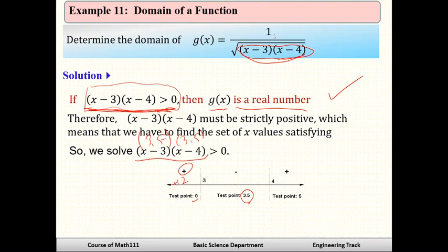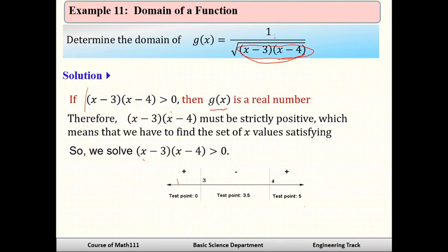For x, you put 3.5, you will see it's negative 0.25. You can check it. So you will get negative values on this interval, and for positive values you can take 5 and put it here, then it will give you a positive number. And you will get the sign chart.